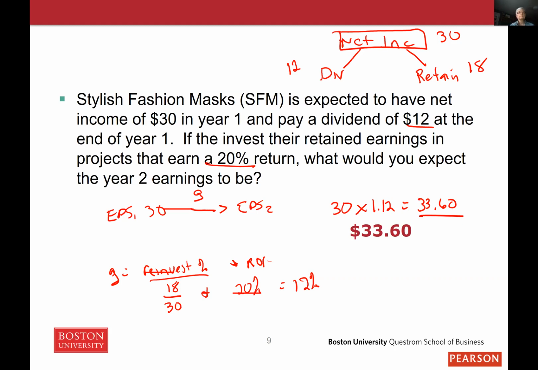Any questions on that? Yes, 18 is being reinvested in the company, but you want to know the percent. Whoops, sorry. You want to know the percent of the earnings that are being reinvested. So you take the 18 and divide it by the earnings, and you get 60%.